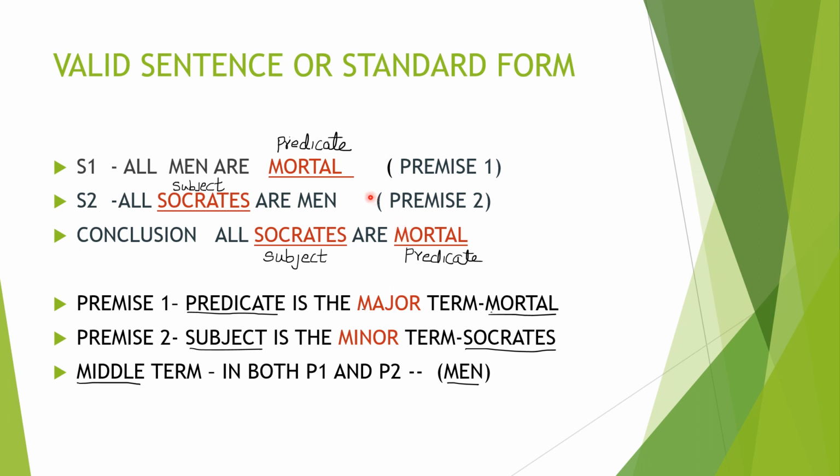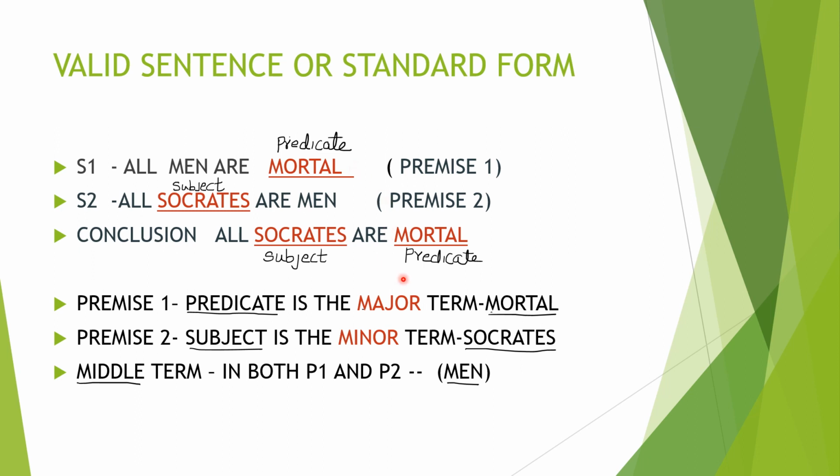And the second law says that the subject of premise 2 should be the subject of the conclusion. Understood? The subject of premise 2 should be the subject of the conclusion. This is the law to find whether the given argument is valid or not. What you have to do is know that premise one has a predicate and it should be the predicate of the conclusion, and premise two has a subject and it should be the subject of the conclusion. Understood?